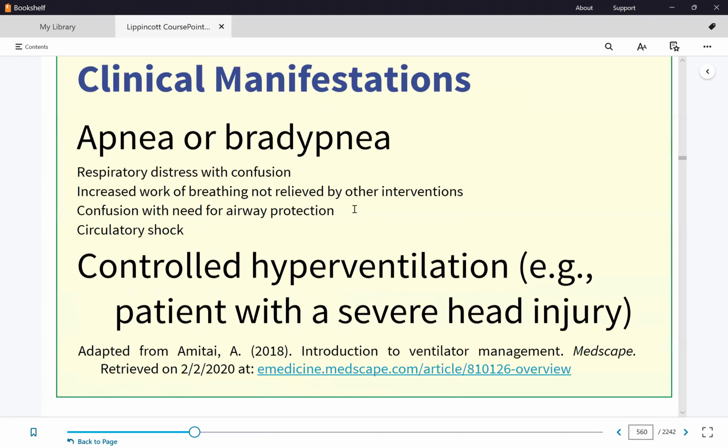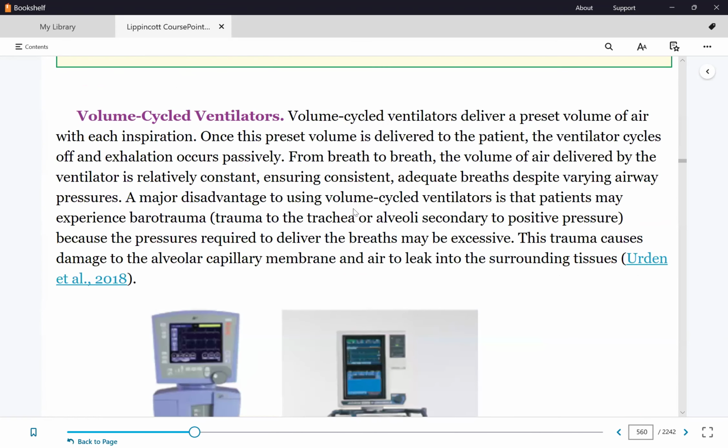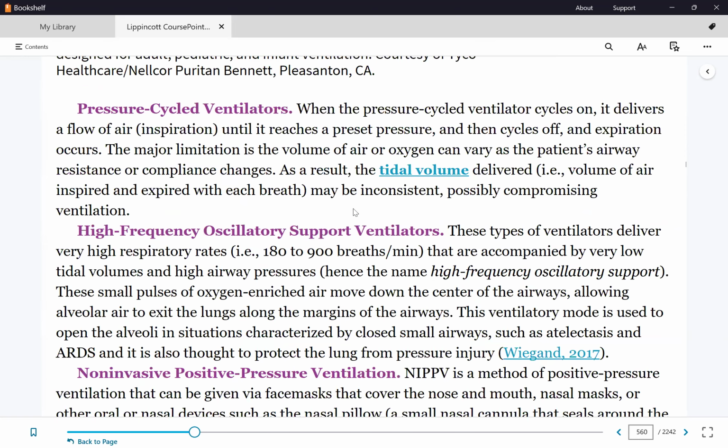So here are the indicators again. Most of our ventilators are either pressure cycled or volume cycled ventilators. Now, regardless of what type of ventilator you have, the settings are the same. Let's go to the settings first.